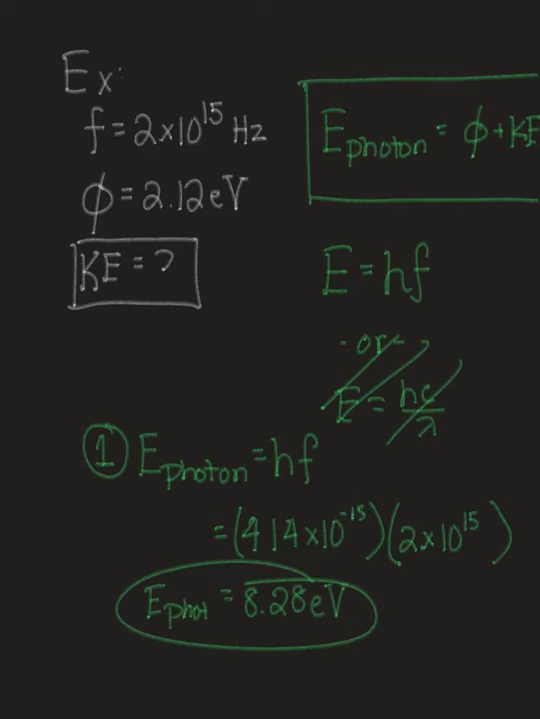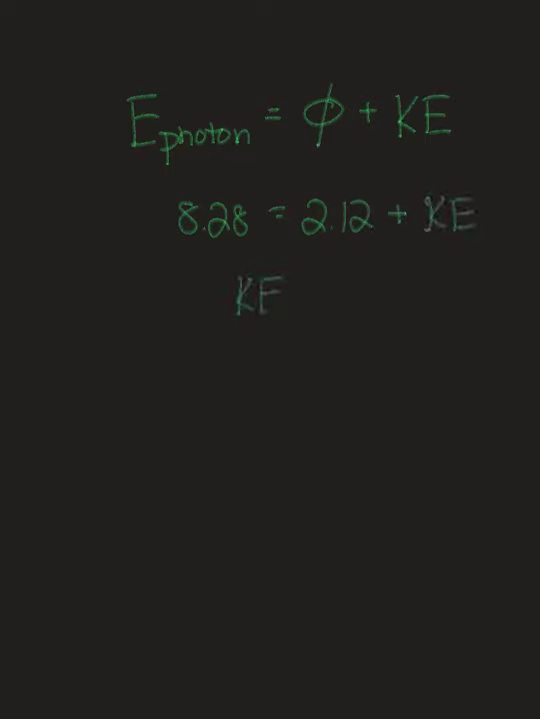So, in this case, if I want to apply my new photoelectric effect equation, I first calculate the energy of the photon, then take the work function and subtract to get kinetic energy. 8.28 electron volts is equal to 2.12 plus kinetic energy. Subtract to the other side, and that's 6.16 electron volts of kinetic energy left for the electron.